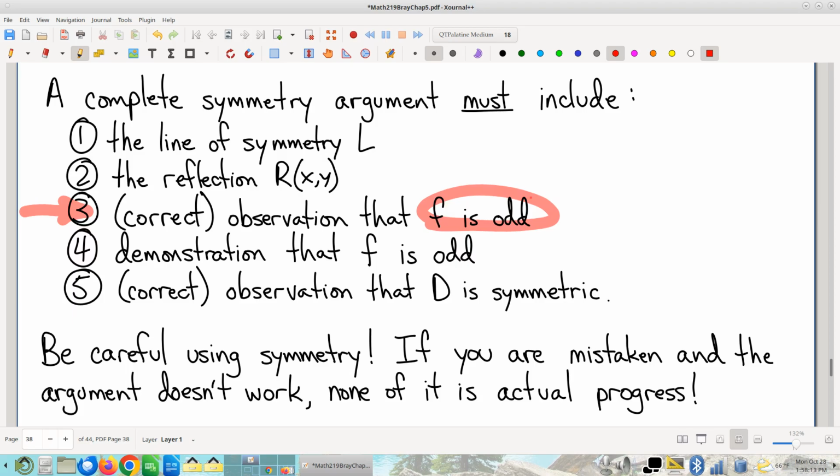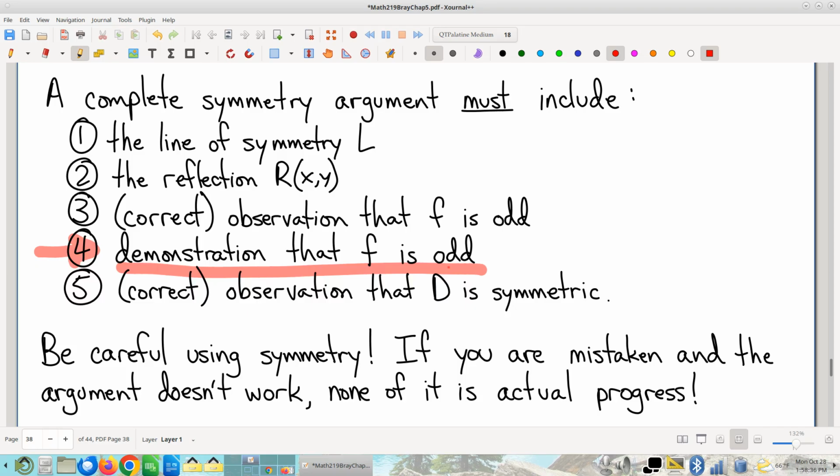Half of the point, in some sense, is that the function is odd. By the way, you also have to be right about that. You can't just go around claiming stuff's odd and hope for partial credit on something if it's not. So you do have to be right about that, so heads up. And by the way, you also have to demonstrate that the function is odd. It's not enough to say it and be correct. We need to know why.